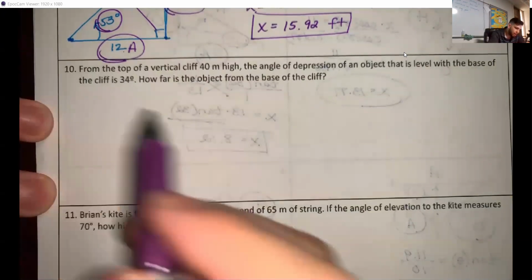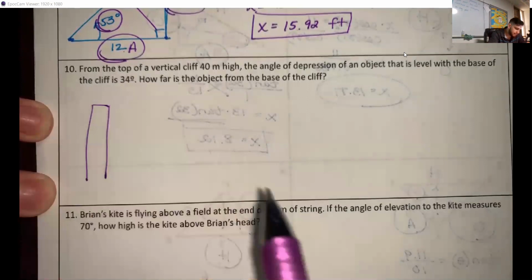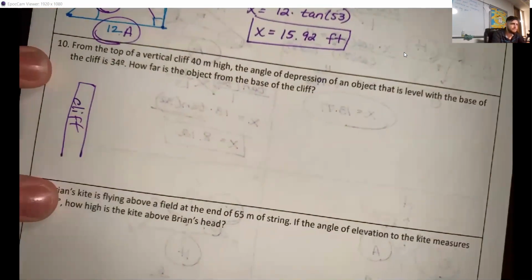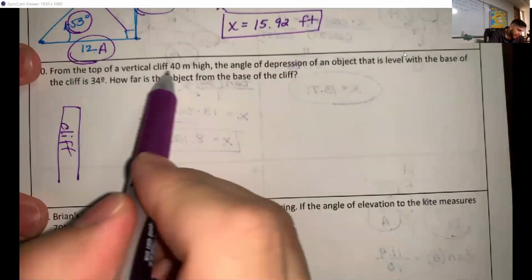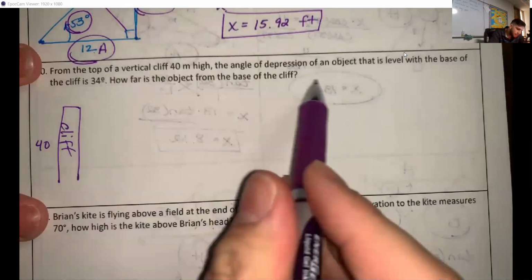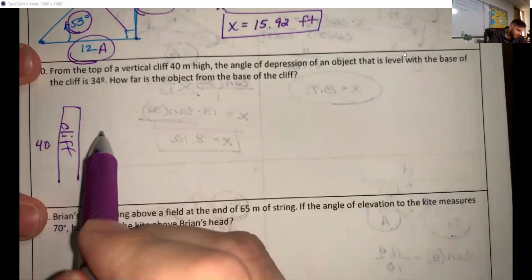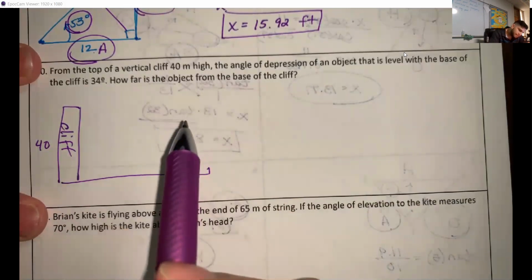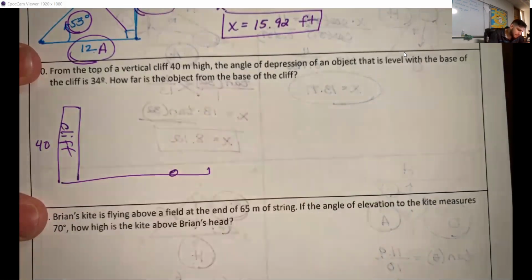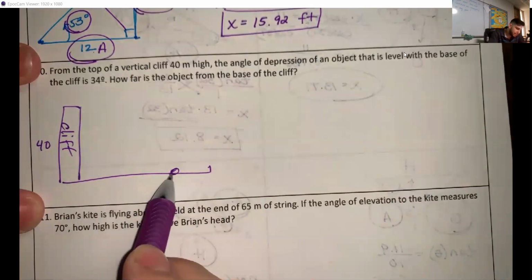Okay, well, I don't know how to draw a cliff, but I'll just draw a line like that, right? If I write cliff, that means that's what it is. See? All right. So here we know that that's the cliff. They say that there's an object. Oh, 40 meters. So we know that the cliff is 40 meters high. The angle of depression of an object at the level of the cliff is 34 degrees. So I'll draw an object here, I guess. All right. How far is the object from the base of the cliff? So they want to know how far this object is from there.